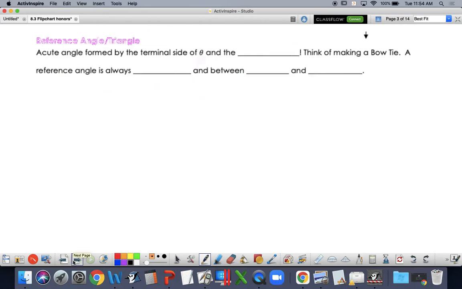So our first learning target is called a reference angle. As we build this unit circle, we're going to want to focus on some of the major angles, like 30, 45, 60, 90, 0, all those angles that keep coming up over and over again. So what we do in the world of trigonometry is we try to make it easier by using what's called a reference angle. A reference angle is the acute angle formed by the terminal side of theta and the x-axis.